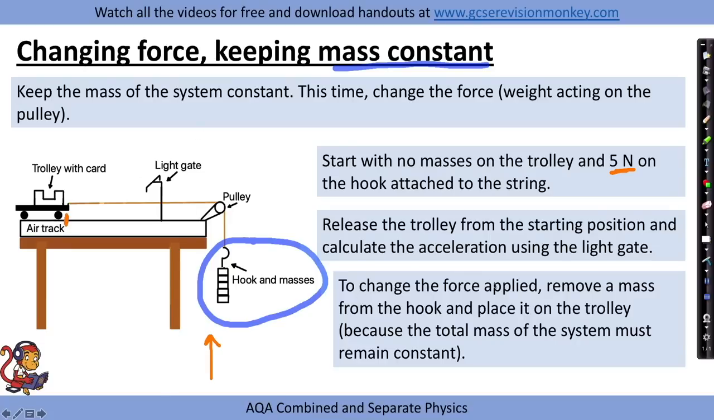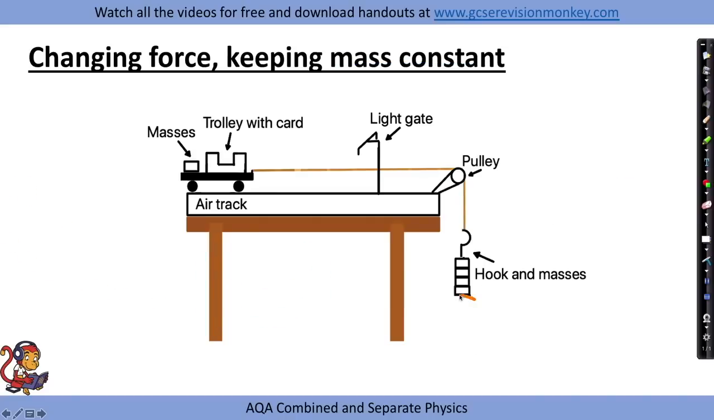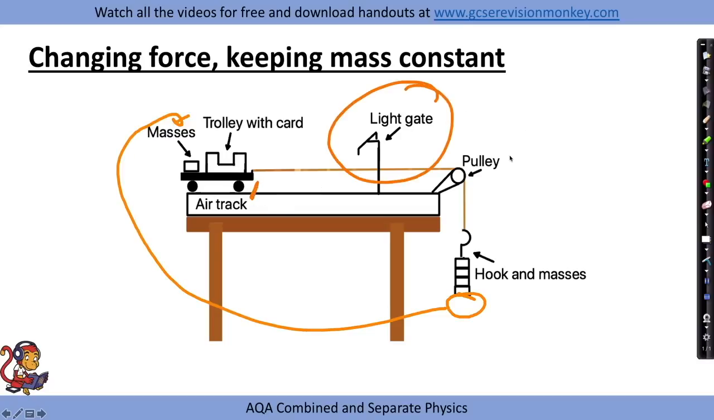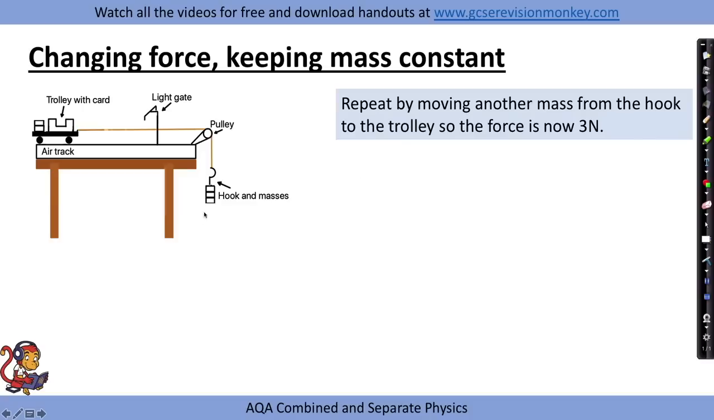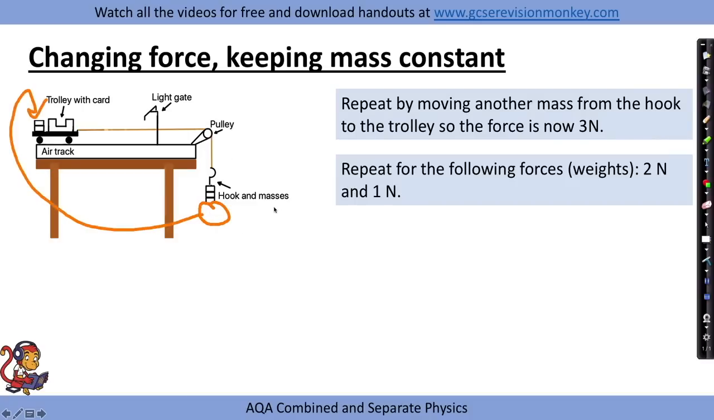And then to change the force applied, remove a mass from the hook down here and place it on the trolley. And that's because, as I said before, the total mass of the system must remain constant. So you can see here I've removed one of the masses from down here and placed it onto the trolley instead. And then we do exactly the same thing, let the trolley go from the starting position and measure acceleration using the light gate. We'd repeat by moving another mass from the hook and placing it on the trolley so that the force is now 3 newtons that we're pulling down with, and again measuring acceleration.